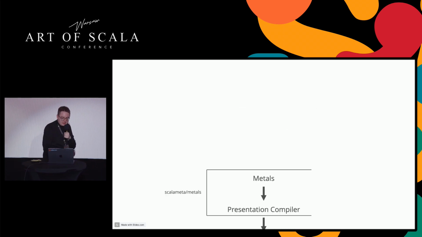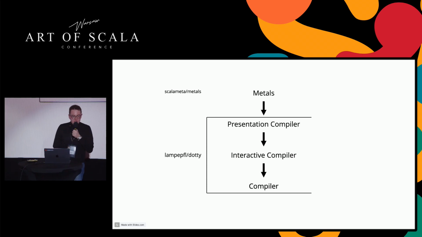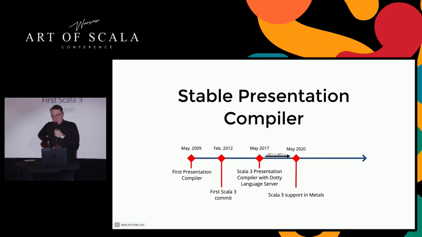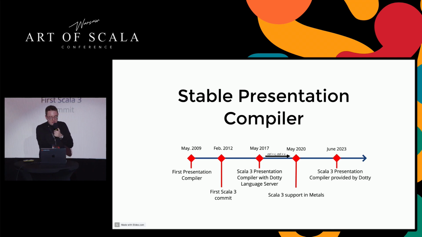What we did is we basically moved the presentation compiler back to Dotty. So it is now released along with the compiler. And it is way easier to work with this right now. So let's go back to the history. And now in June, there was a commit which implemented this Scala-free presentation compiler, the stable presentation compiler. And once again, we did the good old trick. We copied it from Metals.